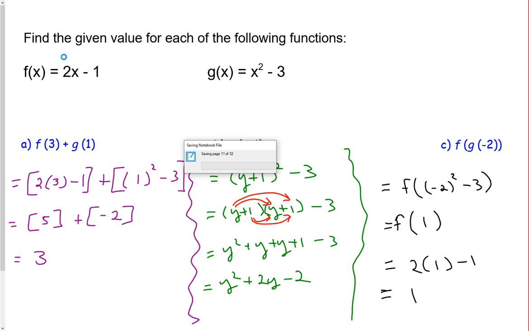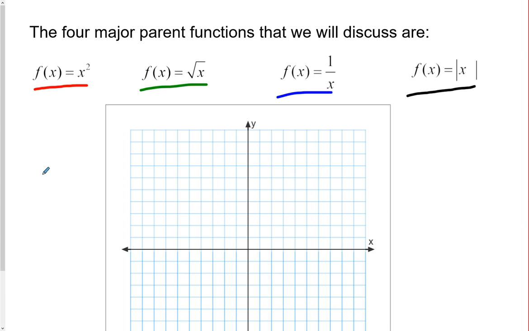Okay, so that's function notation. Good thing to ask yourself right now is how comfortable do I feel with all of that? Could I have done all 3 of those without trouble, or is this an area I'm identifying that I need to work on? Okay, so function notation. Here are our parent functions.